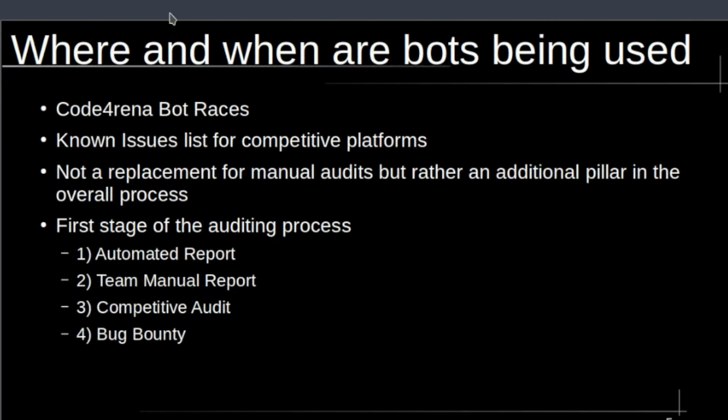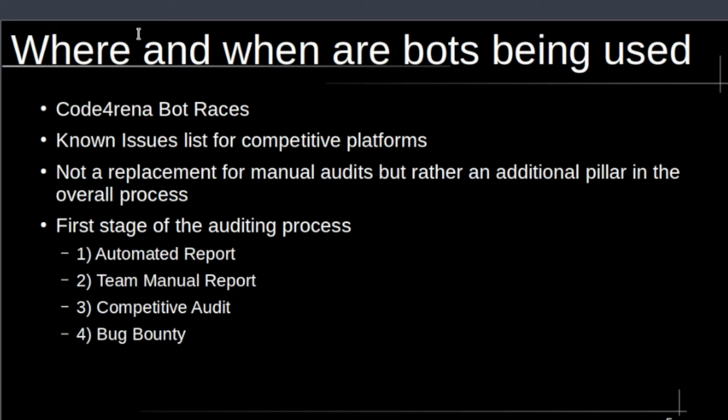And yeah, expanding on this, where and when are bots being used? Of course you know about the Code Arena bot races, which is probably the most popular place where they're being used right now. And of course for other auditing platforms, audit bots are also being used as known issue lists as well.